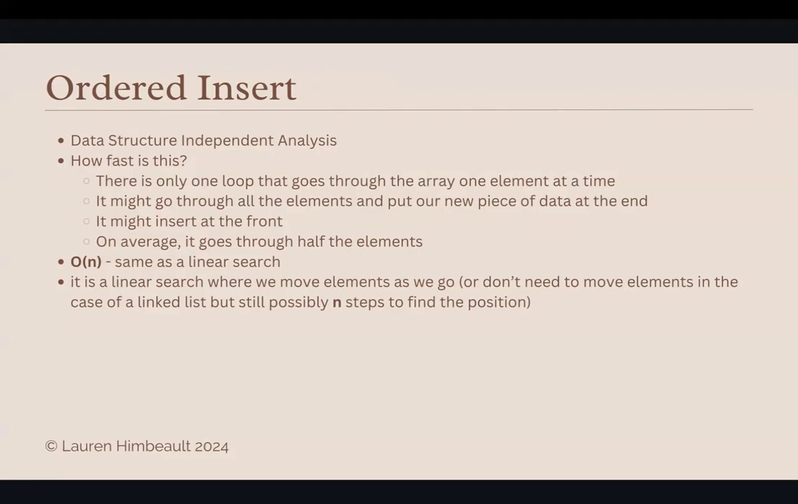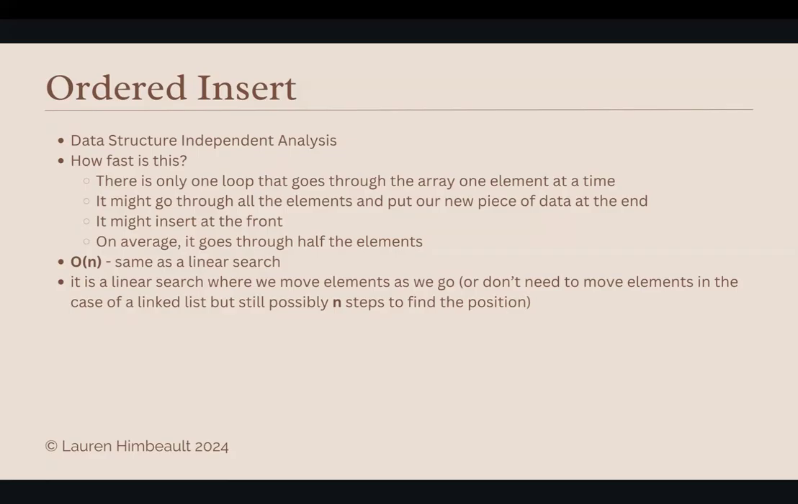A single loop, we're assuming data structure independent, so we're not assuming we can use anything other than a linear search to find the position it needs to go in. Now, it could go through all the elements and put the new piece at the end. It might insert it at the front. On average, as we know, a linear search goes through half the elements. So we end up with a big O of n, exactly the same as a linear search.